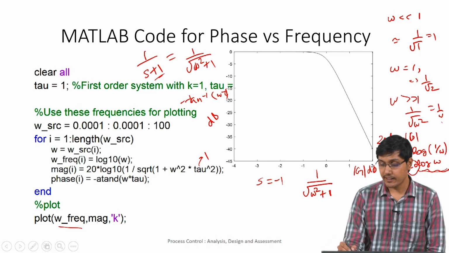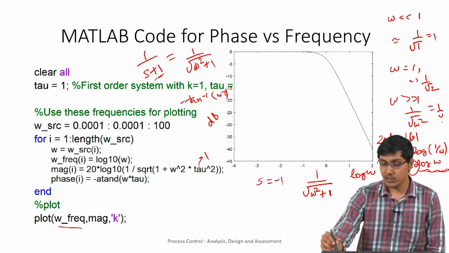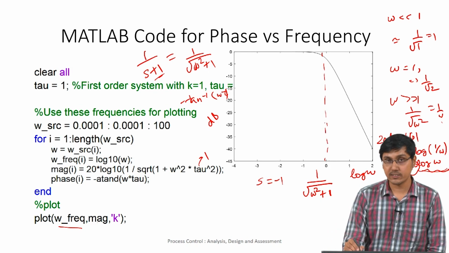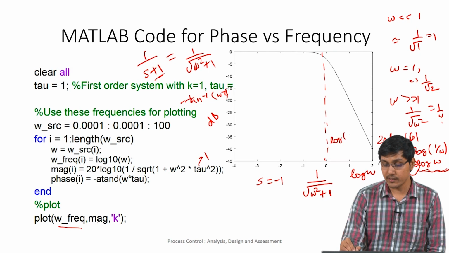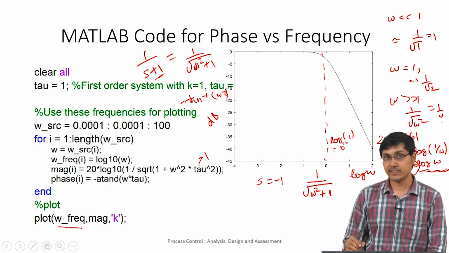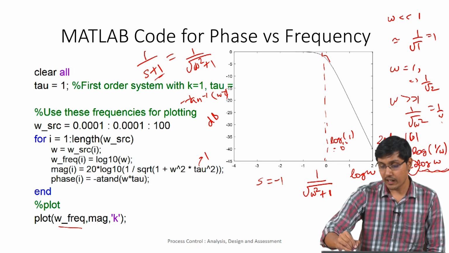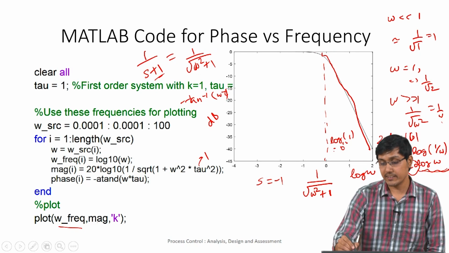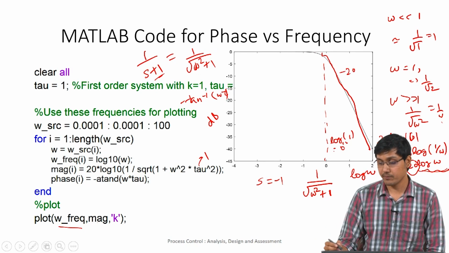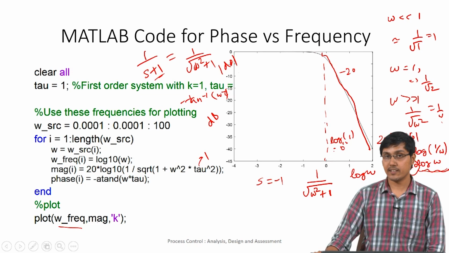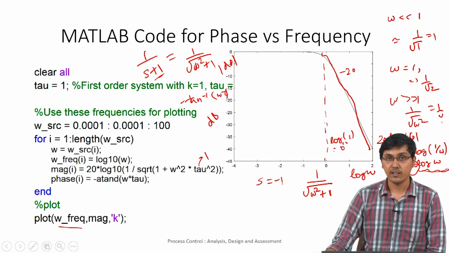So basically the x axis here is log omega, and after omega equal to 1, the log of omega equal to 1 is nothing but 0, since log base 10 of 1 is 0. After this point, what you can see is this becomes almost a straight line with a slope of minus 20. This is log omega, and this is the decibel scale. This is something we can observe from this particular plot, and we will be using it a little later in this presentation.